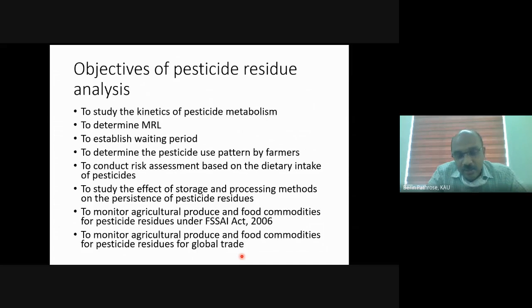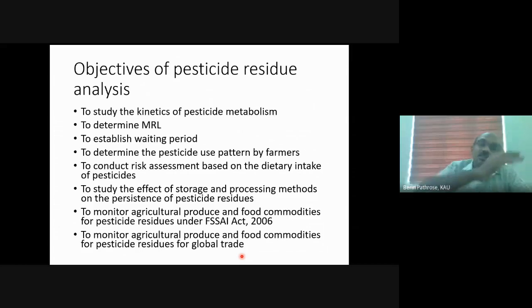I will take the example of a crop. Today we are spraying the pesticide. Today itself they will take a sample. On the first day, that means tomorrow, they will take a sample. Third day they will take a sample, fifth day, seventh day, ninth day. Like that, repeatedly they will be taking samples and analyzing the residue.